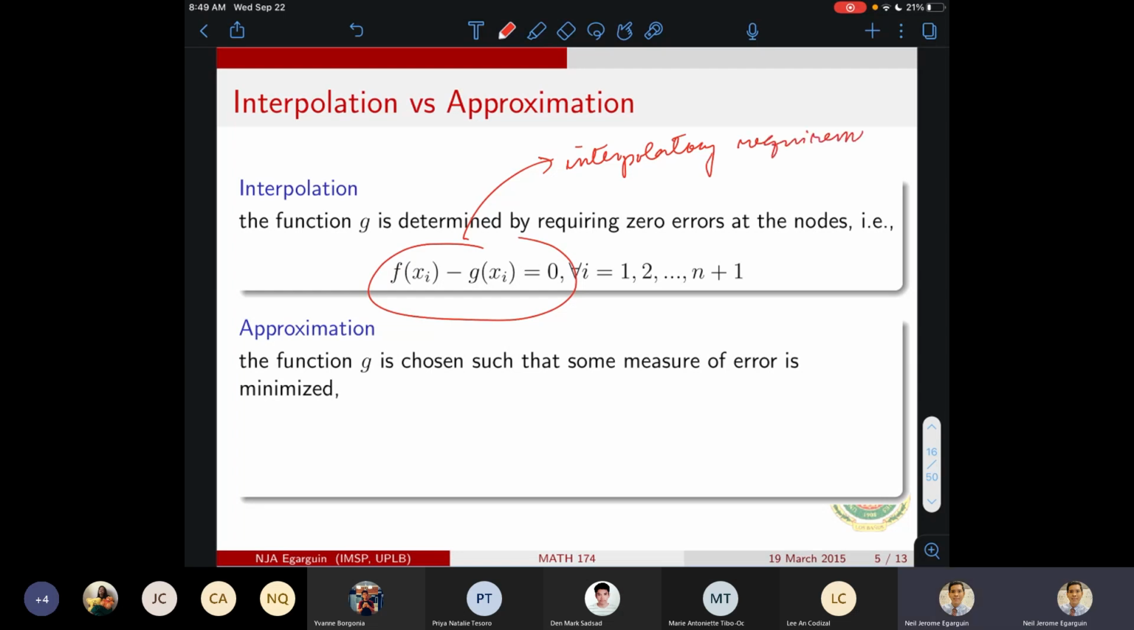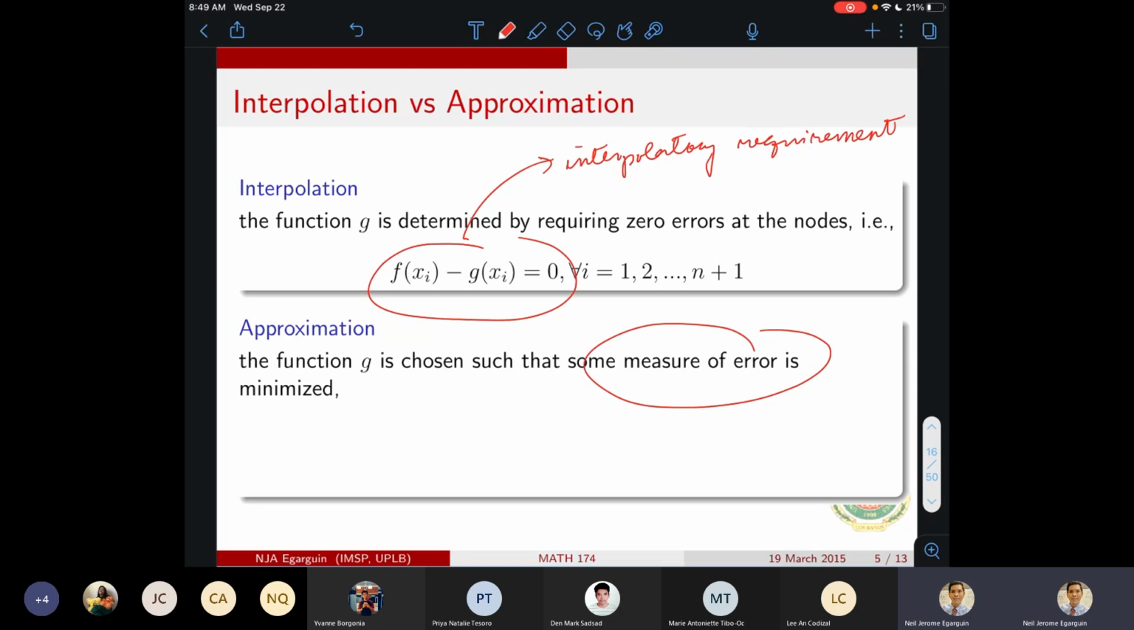Again, this is requiring the approximating function to pass through all the exabytes. And the result of this is an interpolating polynomial. Meanwhile, in approximation, again, we impose some measure of error. So hindi uniform ano yung measure of error na ginagamit. Kaya napaka-generic pag sinabi mong approximation of a function, because you need to give what the measure of error is.